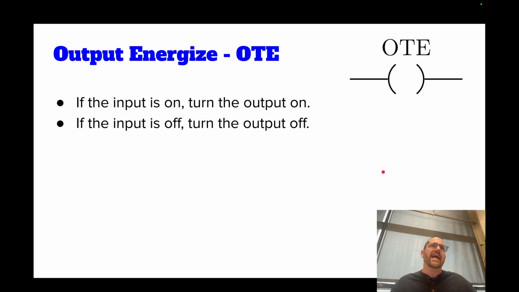So those are our two main input elements, and we've got 3 different output elements that we're going to talk about. The most common one is OTE, or output energize, and it kind of looks like parentheses. The main thing is there's nothing here in the middle. Basically, if this input side is on, then turn it on. If the input side is off, then turn it off. And so that is an OTE. It responds to either on or off by turning the element on or off.